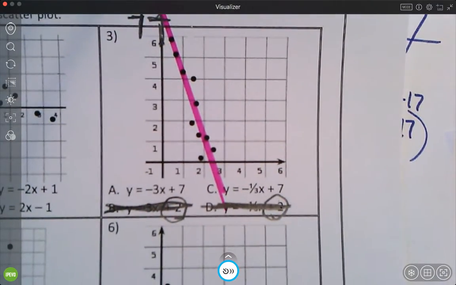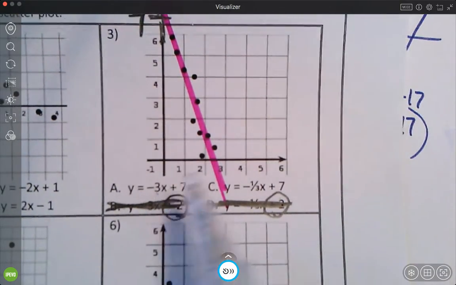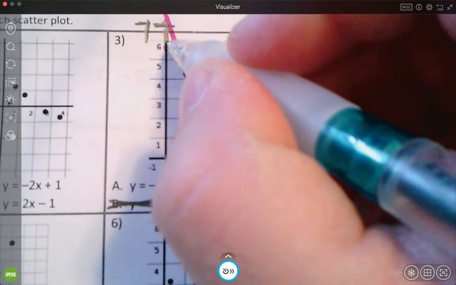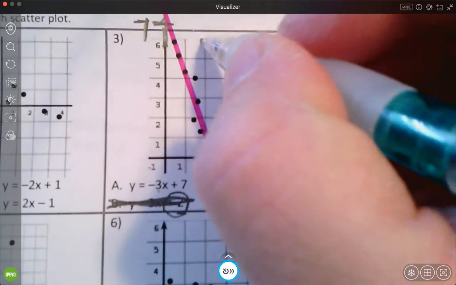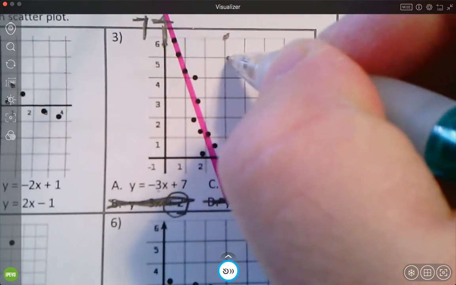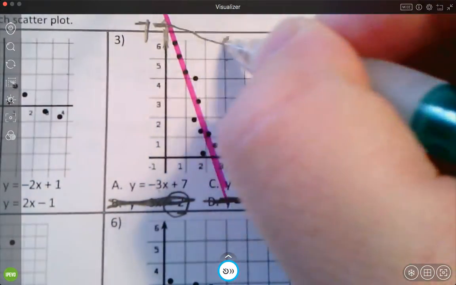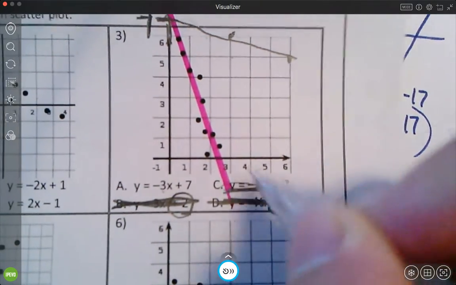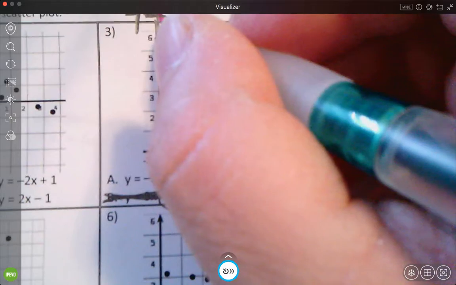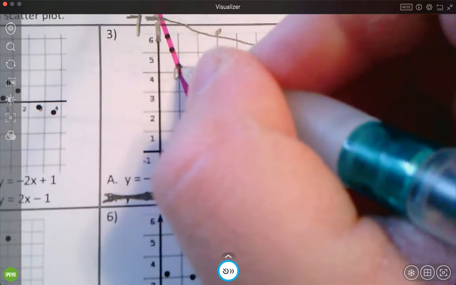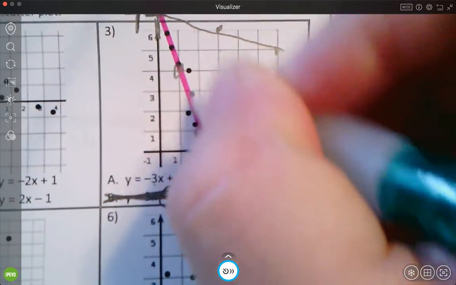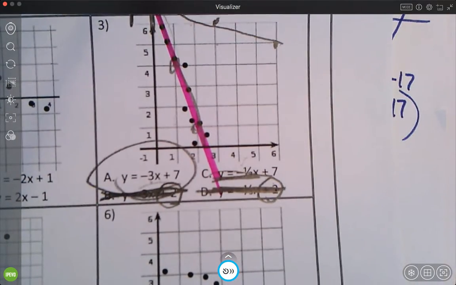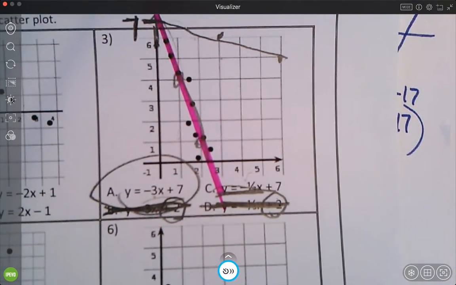So now we have two slopes, a negative 3 slope and a negative 1/3. So if I started from here and went down 1 over 3, 1, 2, 3, down 1 over 3, that would be my line of best fit. That makes no sense. So I don't think it's C either. But here, down 3 over 1, down 3 over 1 makes sense. So the answer here for number 3, I would say, is A.